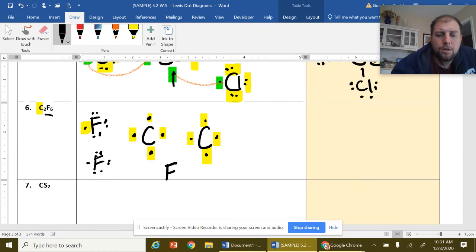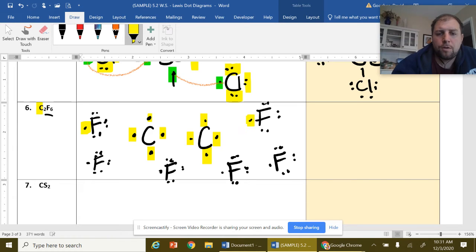Here's another one. 1, 2, 3. That's a little bit messy. 1, 2, 3, 4, 5, 6, 7. And I'll keep drawing the rest, each with 7 valence electrons.